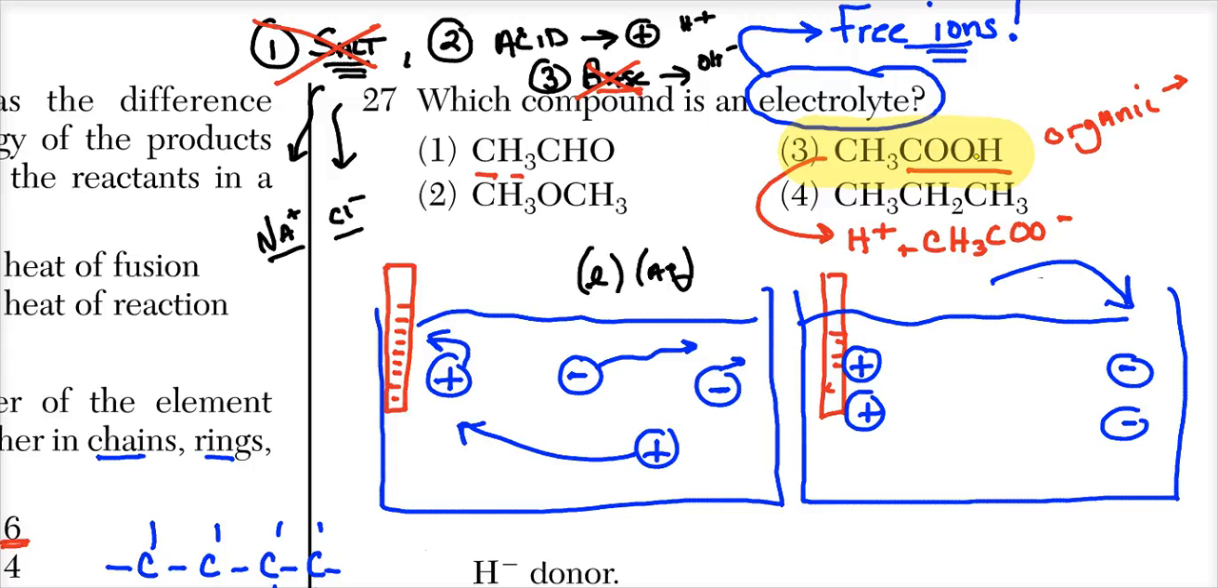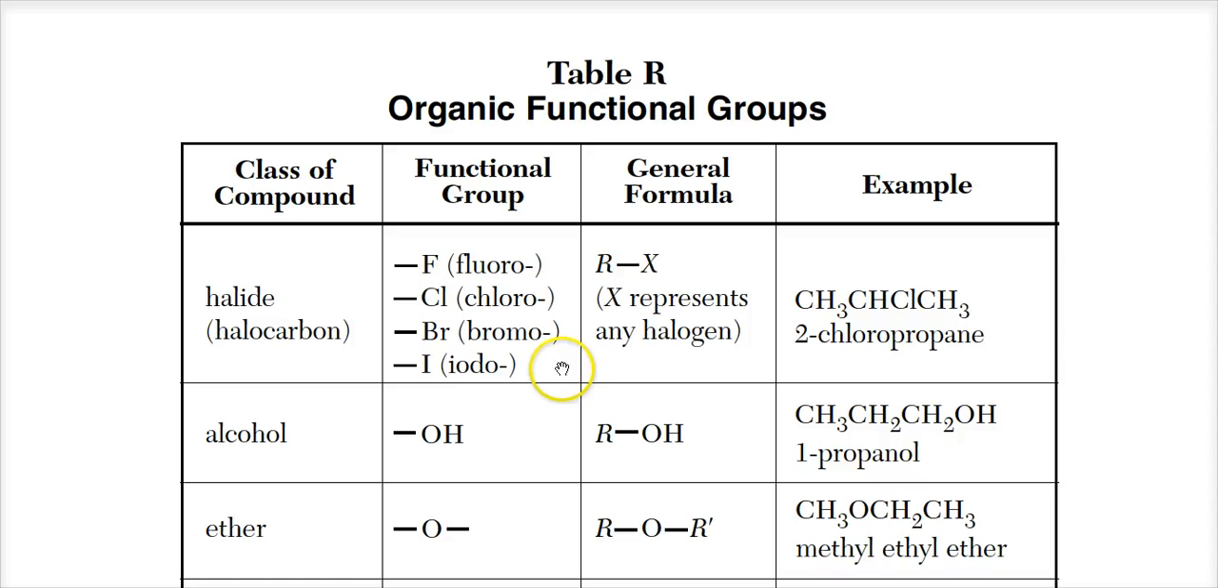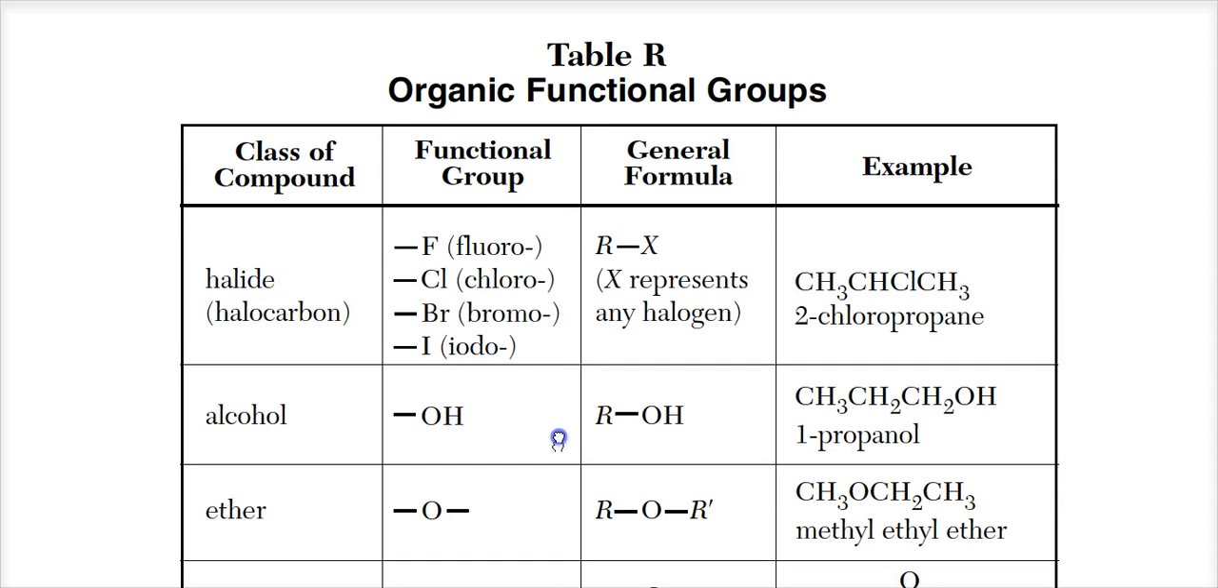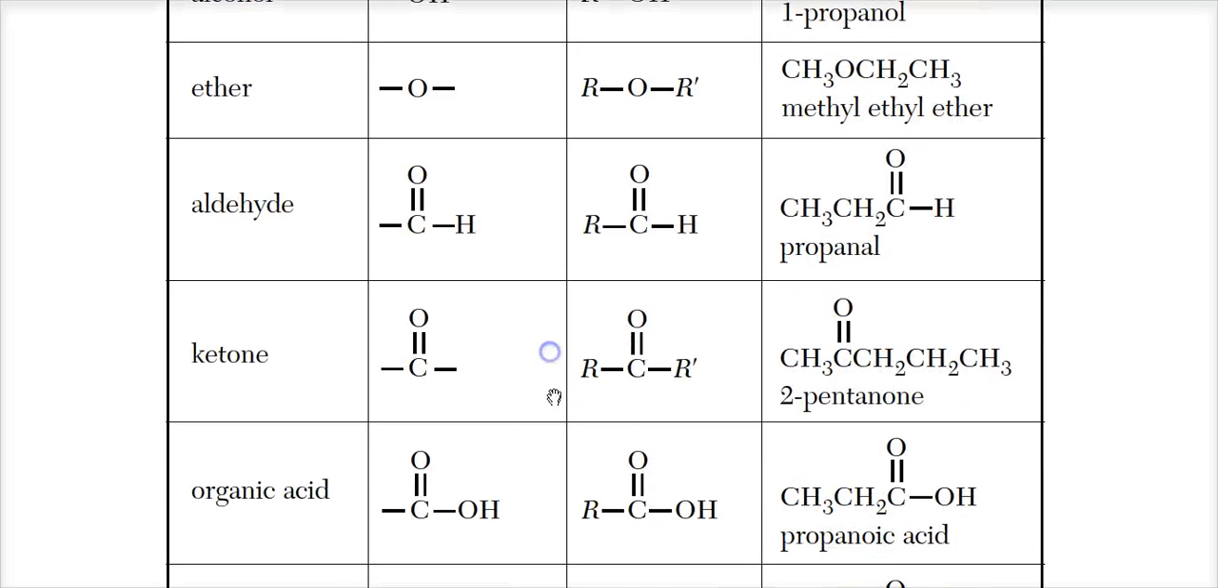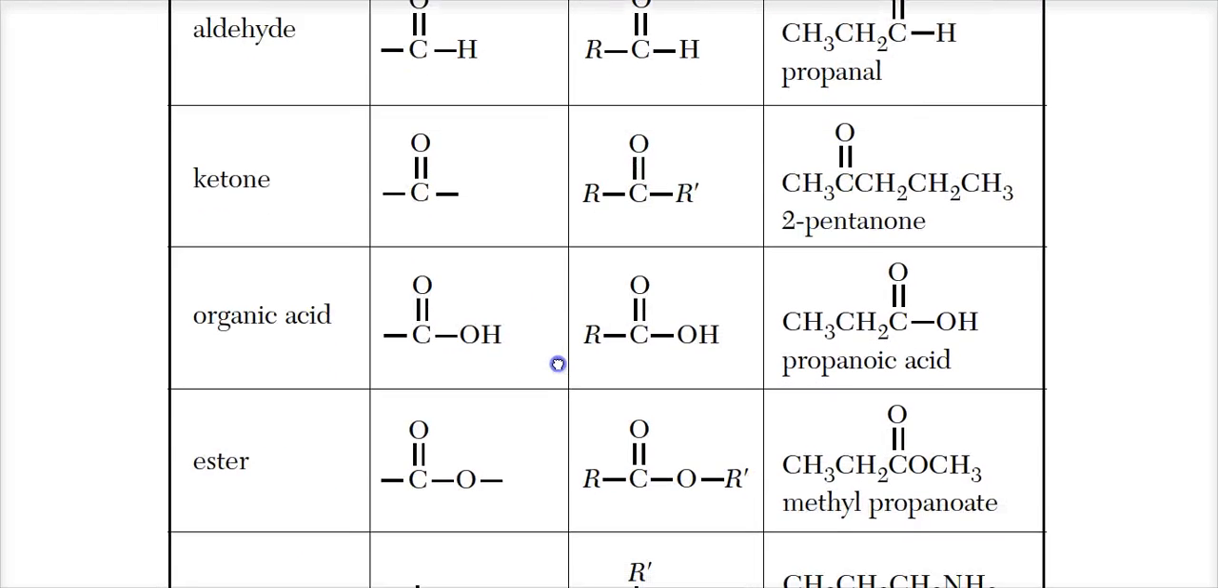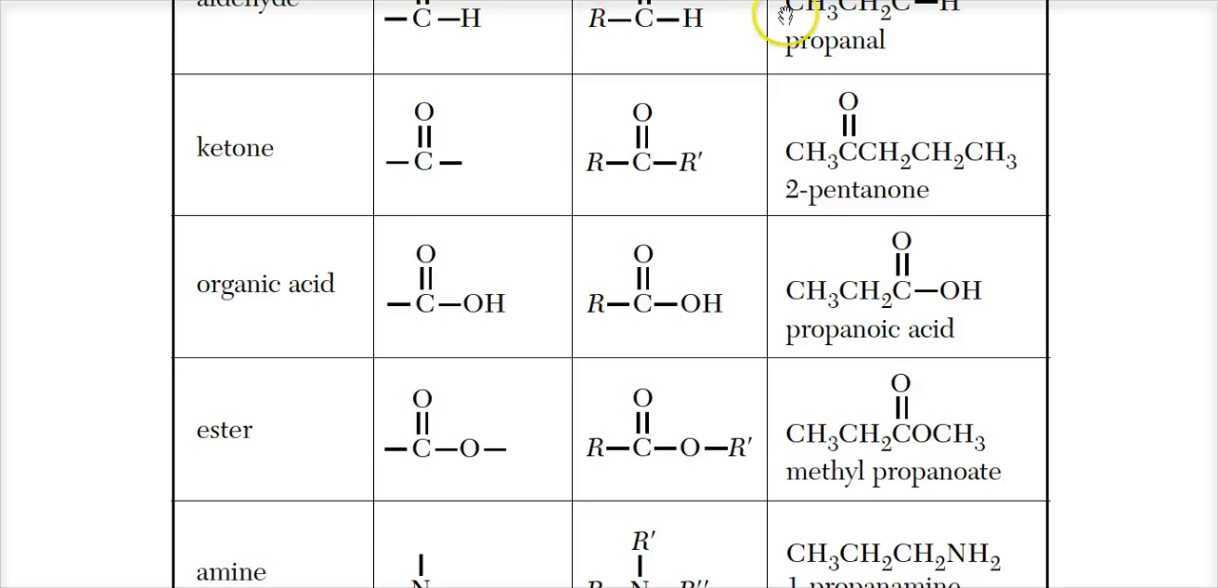Now, if you weren't sure what was an acid or a base in terms of organic chemistry or in terms of functional groups, we need table R. R, if you're not from New England, table R. Let's go there. So here's table R in all of its glory. And what do we have? We're looking for an acid, base, or salt. None of these are salts. But wait a minute. There she blows.